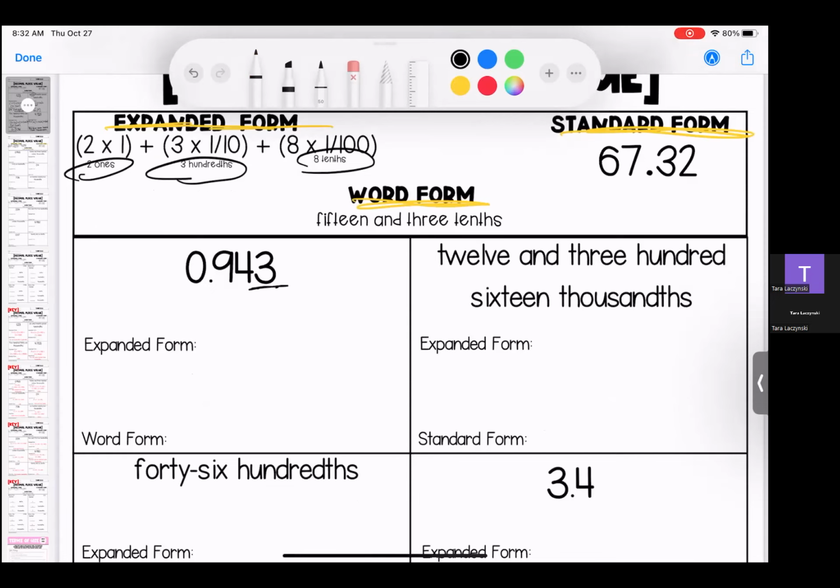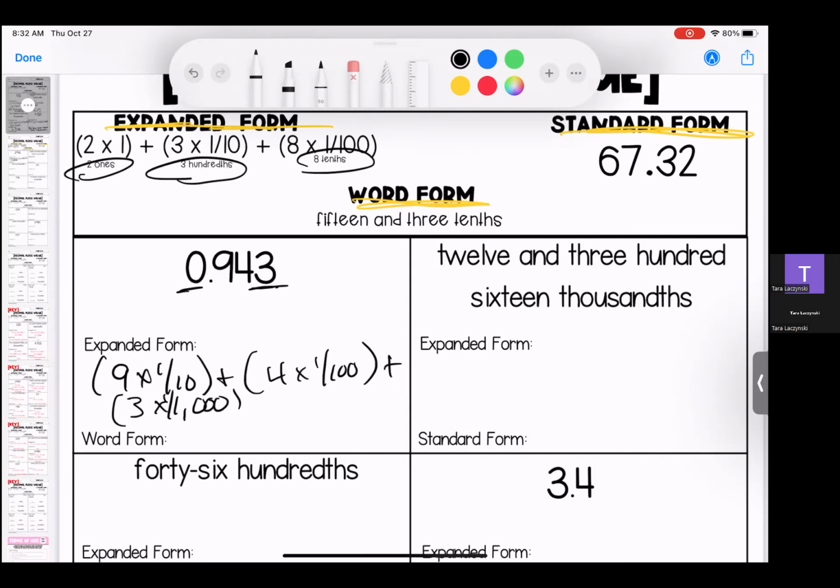We have 943 thousandths. The last digit gives it its name. There's no whole numbers, so we're going to start with 9 times 1/10. That 9 is in the tenths place, plus 4 times 1/100, plus 3 times 1/1,000. Word form is 943 thousandths. 943 thousandths for that one.